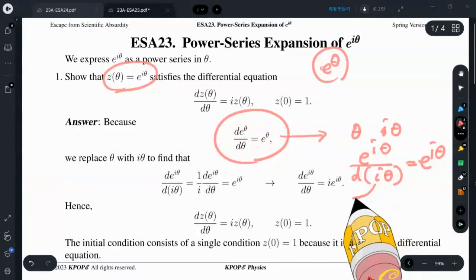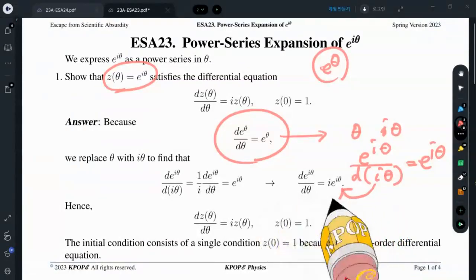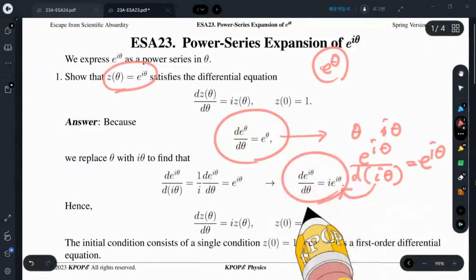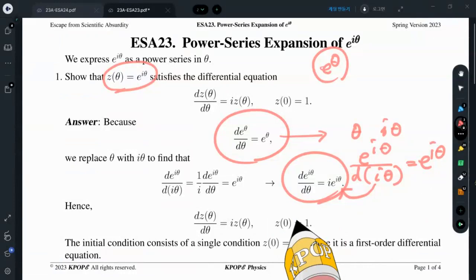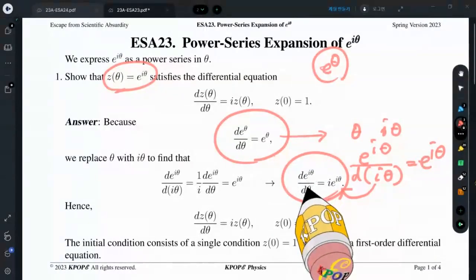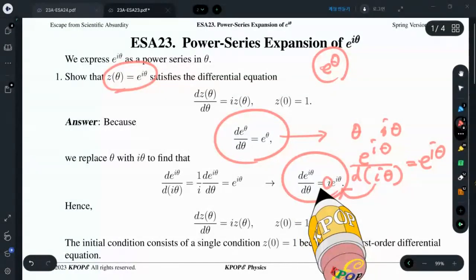And I can pull this i out because it's a constant, and then multiply both sides by i, then I would get this differential equation. So the derivative of e to the i theta must be the same as e to the i theta, except that i is multiplied.